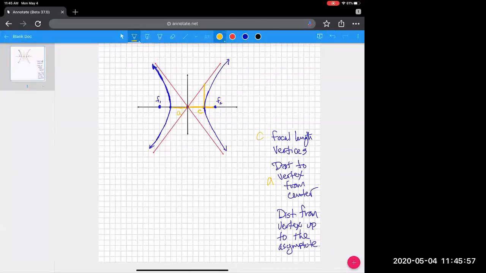And C is looking a little confusing here. So let me relabel C in a more clear way. So again, C is this total length here. That's C. C is the focal length. So it's the distance from the center out to the focus. A is the length from the center out to either vertex. And now B is this up and down or vertical length from the vertex up to the line that's the asymptote for the graph. So that's B.